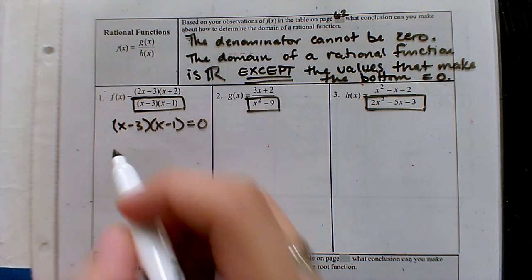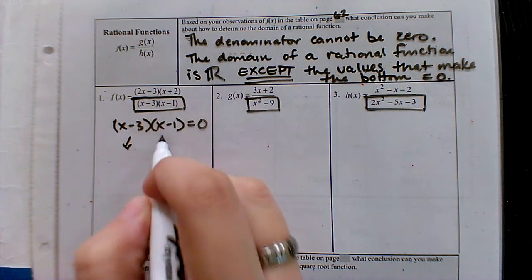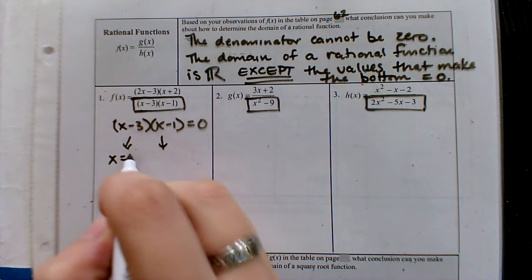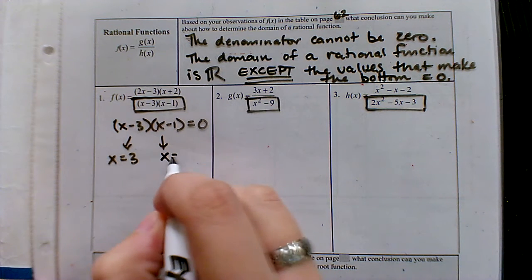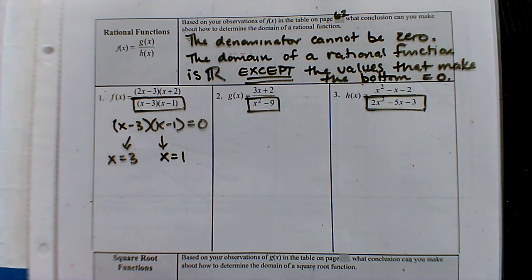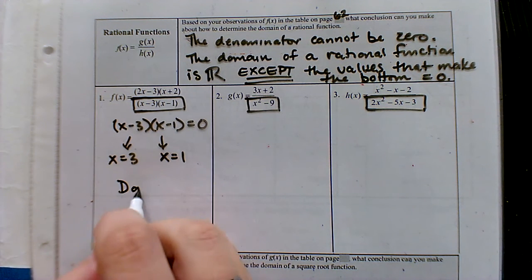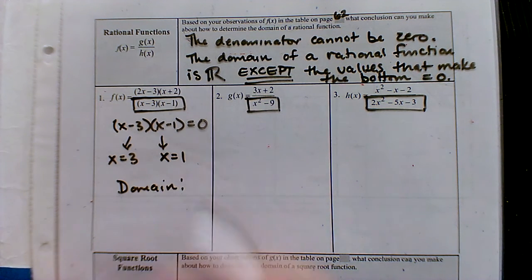What do you think, Rebecca? 3 or 1. Okay, so the 3 is coming from the first factor. If you were to plug in 3, that would make the first factor 0, and the 1 is coming from the second factor. So in terms of our domain, we need to somehow show or write that we can be all real numbers, any single number we want, except 3 and 1.